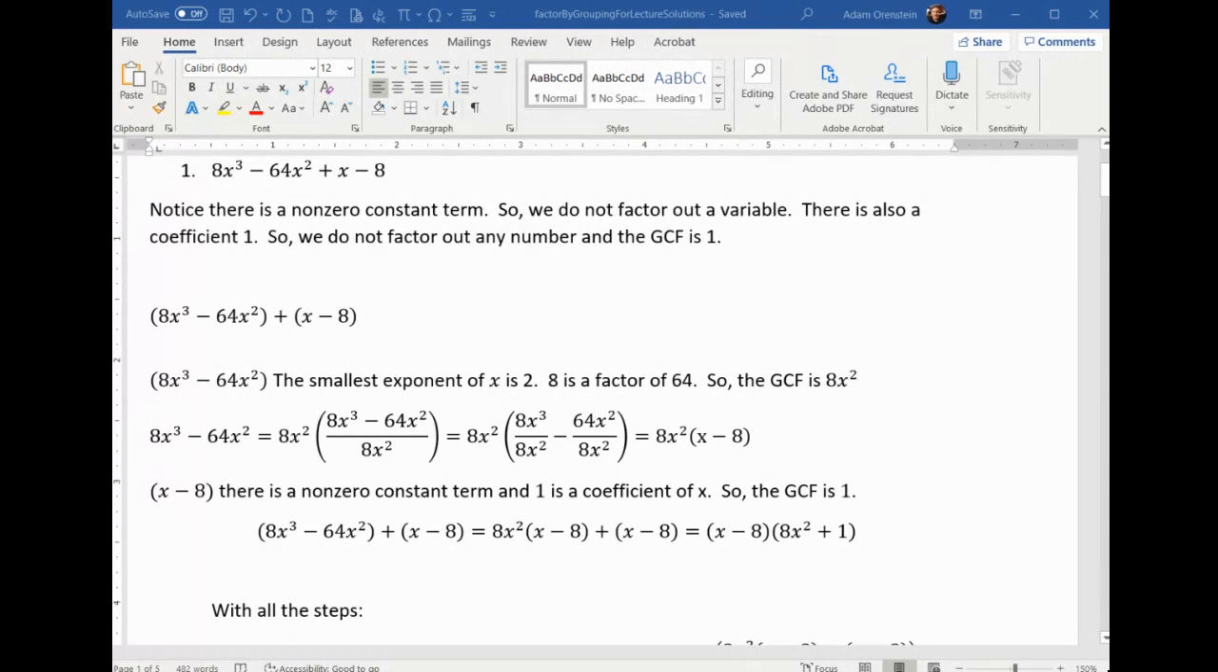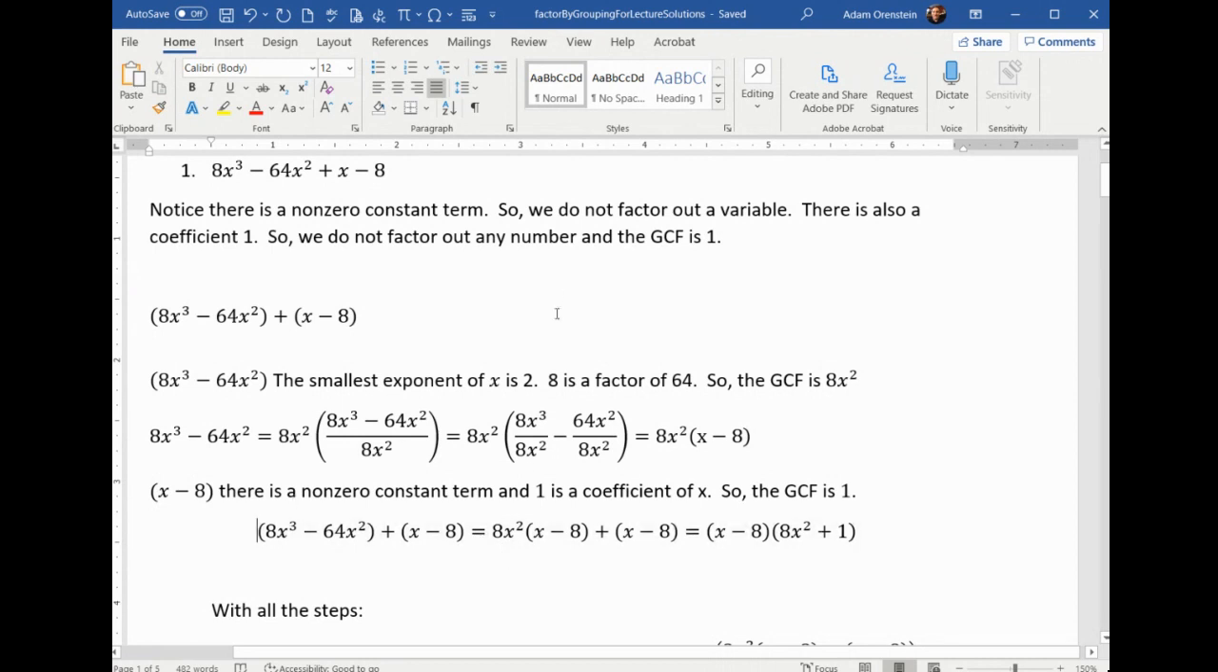Okay. For x minus 8, you can't factor out anything because, again, there's a non-zero constant term here, right? We have that 8. That doesn't have x's in it. So you can't factor out x. We have x over here, right? But the coefficient is 1. So the greatest common factor among 1 and 8 is just 1. So the GCF is 1. Okay, so the GCF is 1. So x minus 8, we just leave alone.